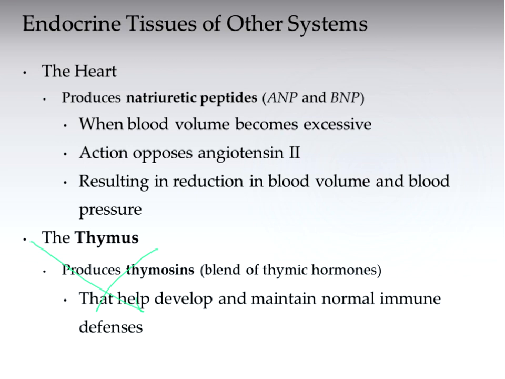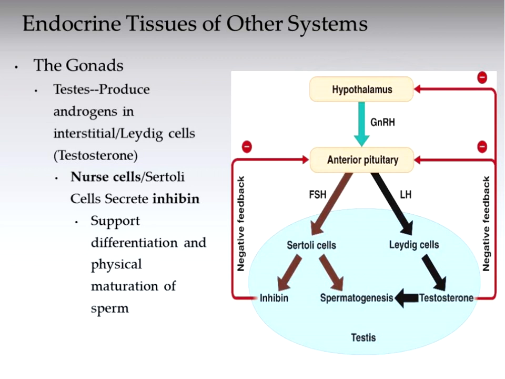All right? Thymus gland, we'll talk about it next semester. For the most part, it makes hormones that help you produce T cells, T lymphocytes, which are important in your immune cell function. The last thing we got to talk about is the gonads from the pituitary gland.